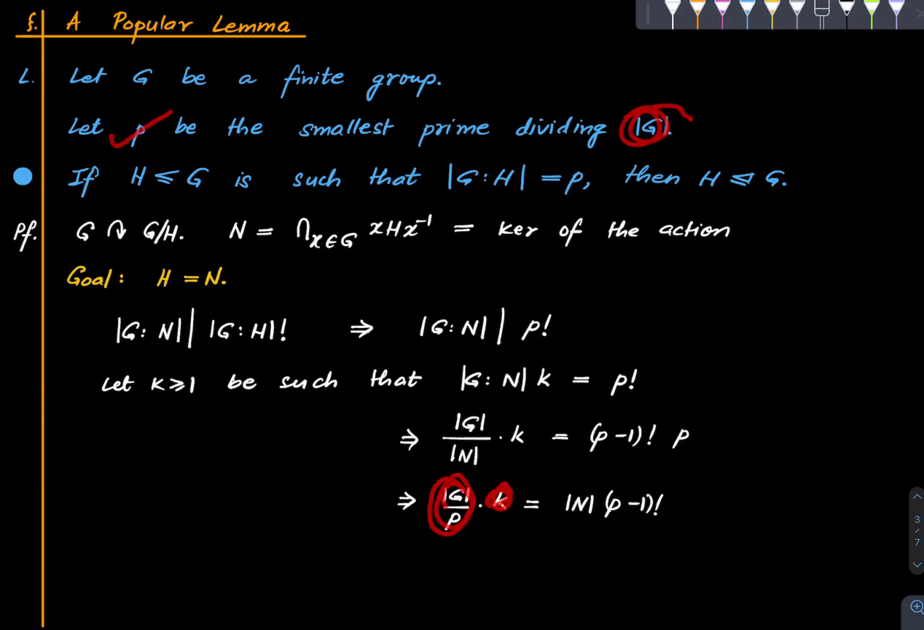So this is an integer, this is an integer. Of course, these two are integers. So we see that p minus 1 factorial divides the left hand side. But at the same time, p minus 1 factorial is relatively prime with mod G because of the hypothesis that p is the smallest prime that divides mod G. And every prime that divides p minus 1 factorial is smaller than p, obviously. Therefore, p minus 1 factorial is relatively prime with mod G, and hence relatively prime with mod G by p.